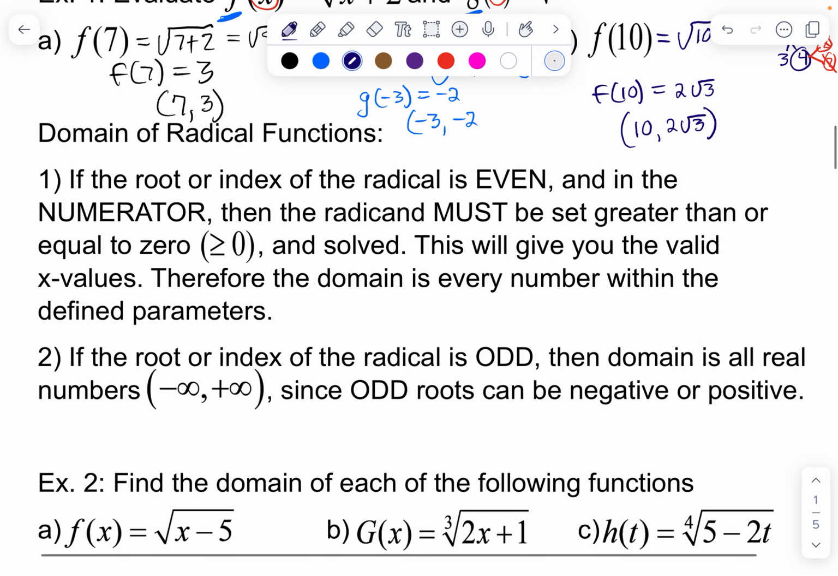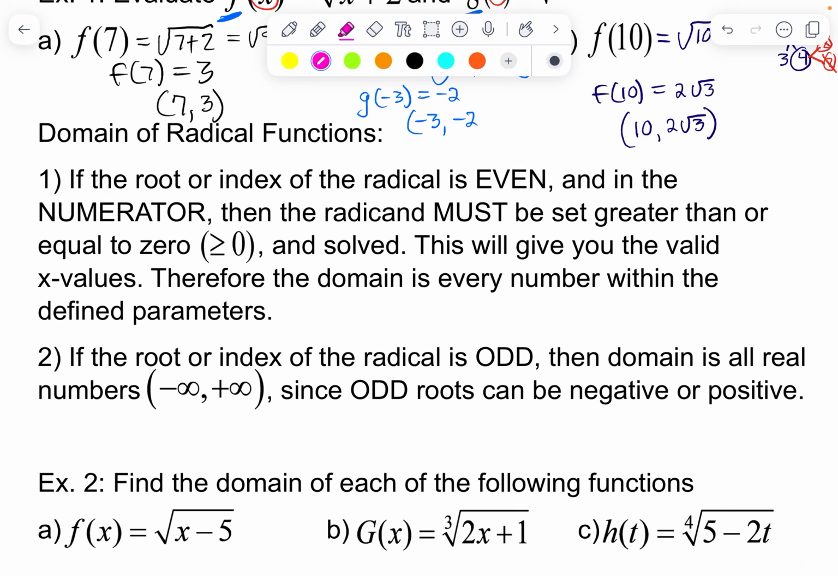When we're talking about domains of radical functions, there's two types. Ones with even roots and ones with odd roots. If the root or the index of the radical is even, then the radicand must be set greater than or equal to 0 and solved. This will give you the valid x values for the domain. Therefore, the domain is every number within the defined parameters.